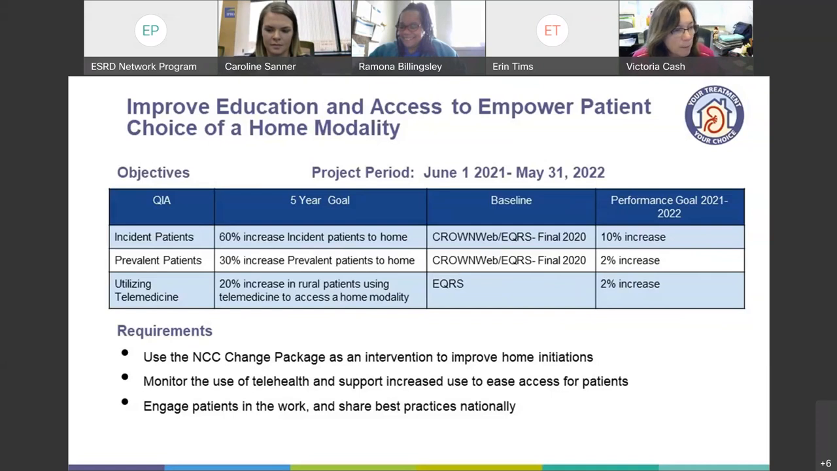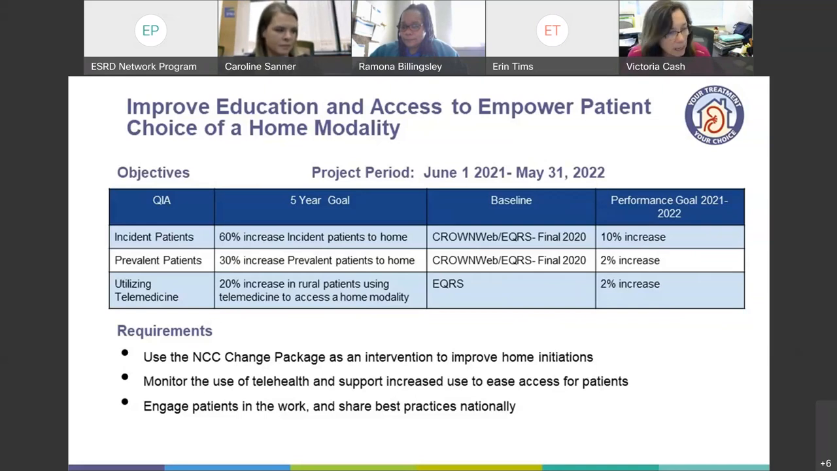For prevalent patients, so these are patients who are currently receiving in-center dialysis, they would like to see an overall 30% of those patients then dialyzing in the home versus in-center. And we're looking at starting the year with a 2% increase. Again, for all the 5 years that we are working on this, there's some continuing escalation in the rate at which we want to go, but to finally reach that overall 30% increase in patients going to a home program.